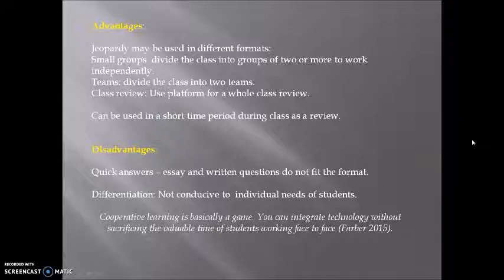Essay and written questions don't fit the format, and there's no differentiation. There's no setup for students with individual needs, except for what I mentioned, if you pair the students up with someone that has more mastery of the subject to help another student in a collaborative learning situation. Cooperative learning is basically a game. You can integrate technology without sacrificing the valuable time of students working face to face.